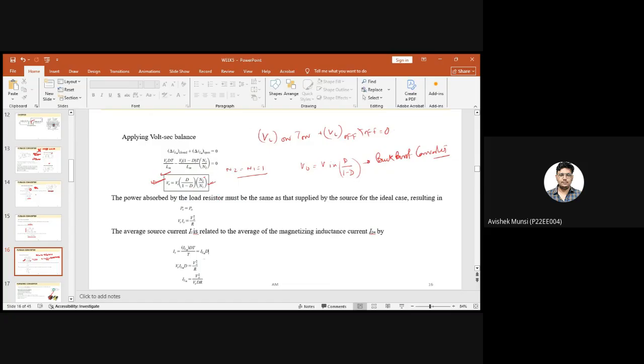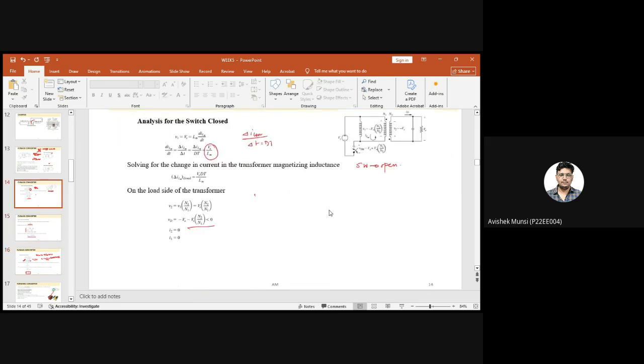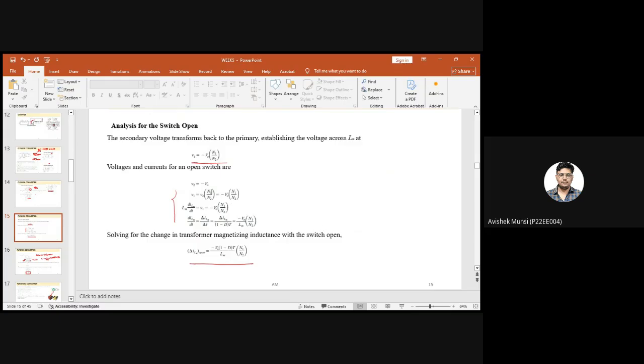Now the power absorbed equation will be similar to that of the DC-DC non-isolated converters. The input power will equal the output power. So Vs Is is equal to V0 squared by R. Now the average source current, if you calculate it, will give you this value. Okay. So if you have any doubt in the flyback converter, you can ask and try to put down the equations. It will help you to solve the problem. Try to solve in the manner of the buck-boost converter, since it is similar to the buck-boost converter.